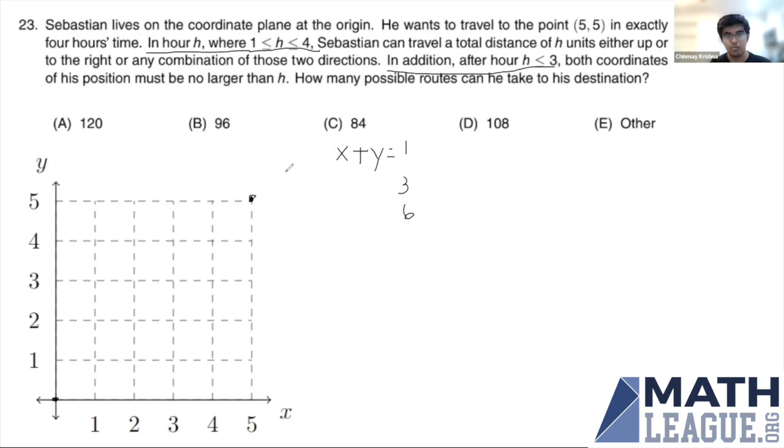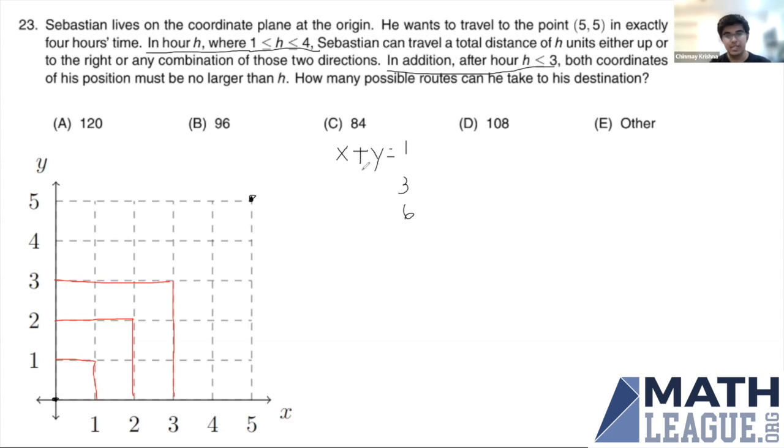So that means that the maximum of x and y has to be less than or equal to 1 after 1 hour, less than or equal to 2 after 2 hours, and less than or equal to 3 after 3 hours. So let's just draw those conditions on our graph here. After 1 hour, he has to be within this box. After 2 hours, he has to be within this box. And after 3 hours, he has to be within this box.